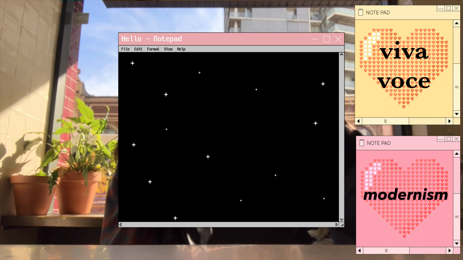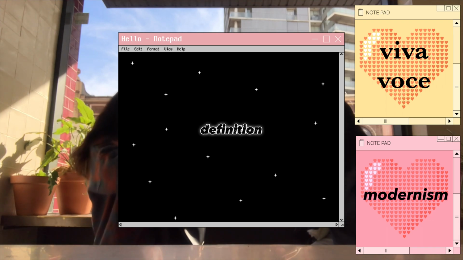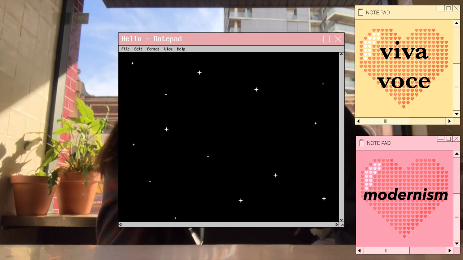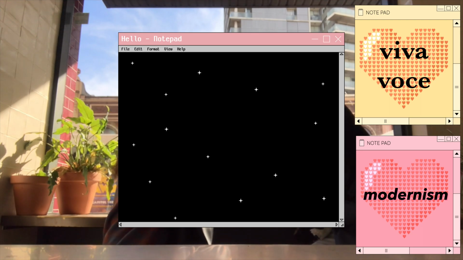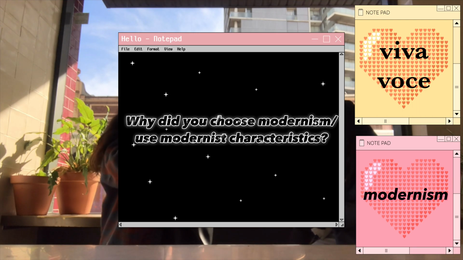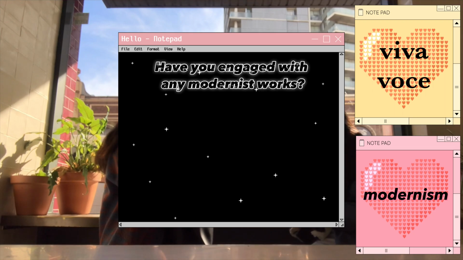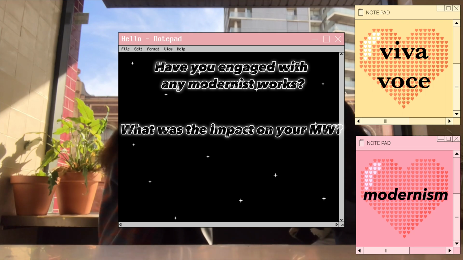If you're doing modernism, have a look at what it means and what it was a reaction to in society. Also look at modernist art and also modernist literature. So what is modernist fiction? Why did you decide to choose modernism or use modernistic characteristics? And have you engaged with any modernist works? And what was the impact on your major work?